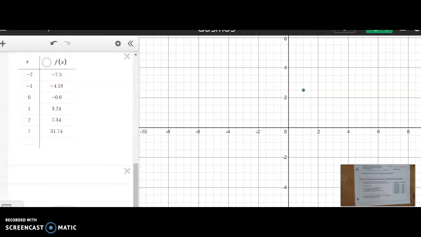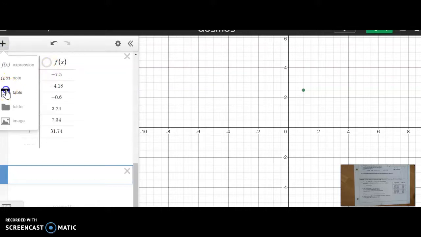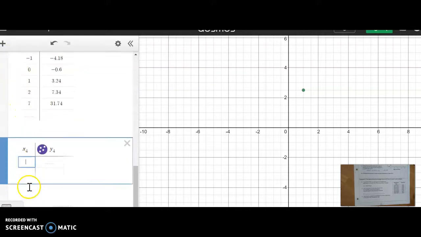So example 2, the table shows the average tuition and fees at a public four-year school. You would think they're constant. They're not due to inflation. They are going to go up each year. So what I am going to do is, first of all, create a table. So I'm going to add the table. And I'm going to type in my data.